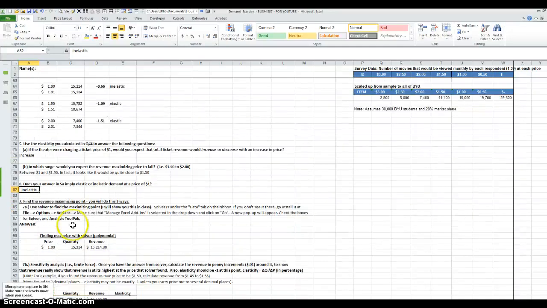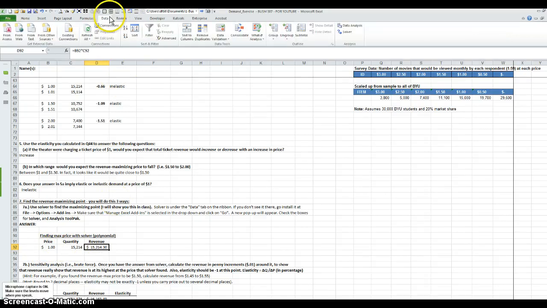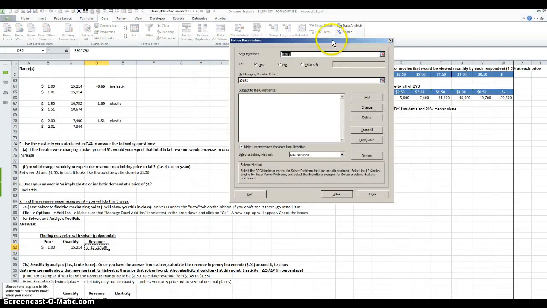So the first one is, we've got price here, here's quantity. Remember, you have to point it at price, so that as we change price, the value in the quantity cell is changing, and then revenue is just price times quantity. I've set it here at $1 just to give it a place to start. So here you go to Data, Solver, okay?